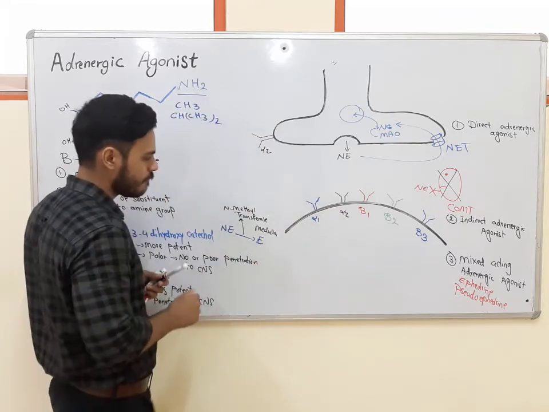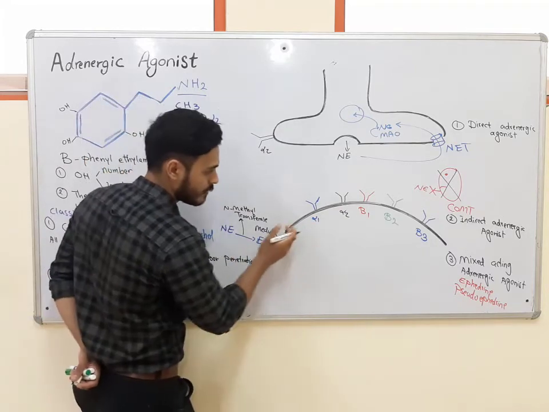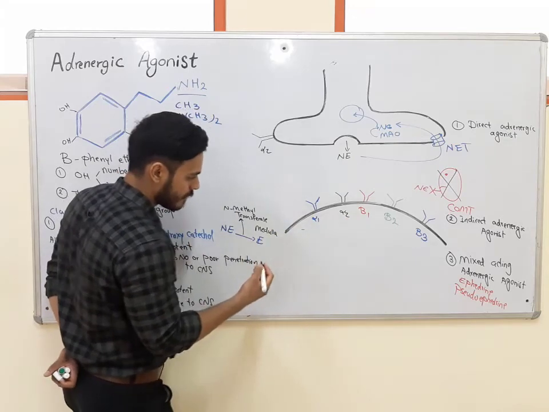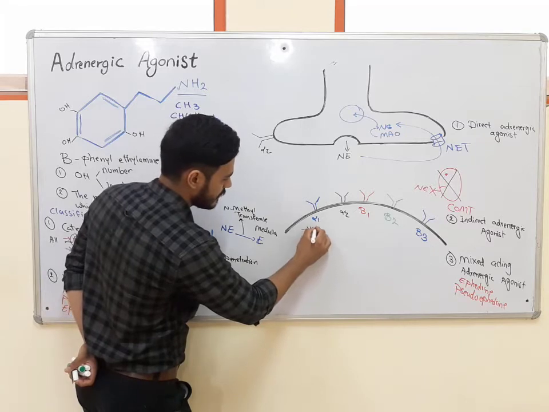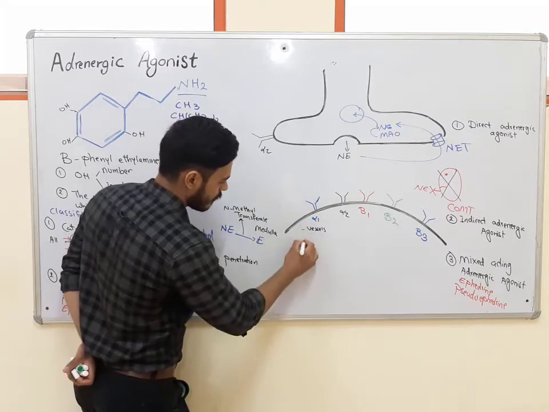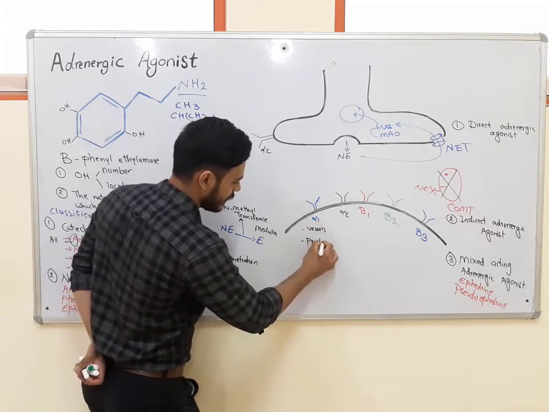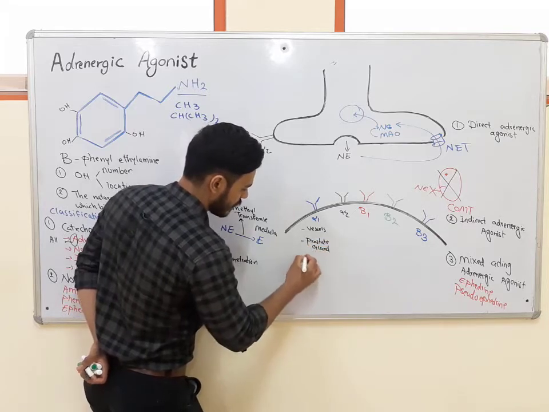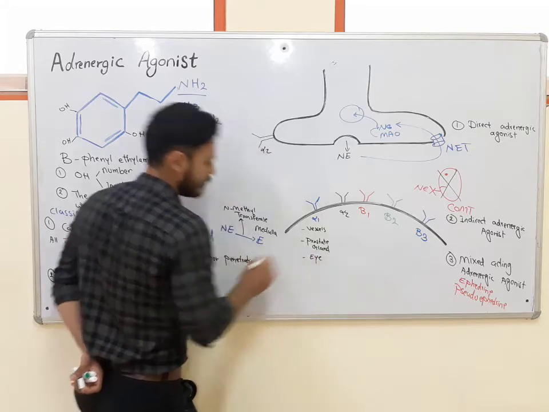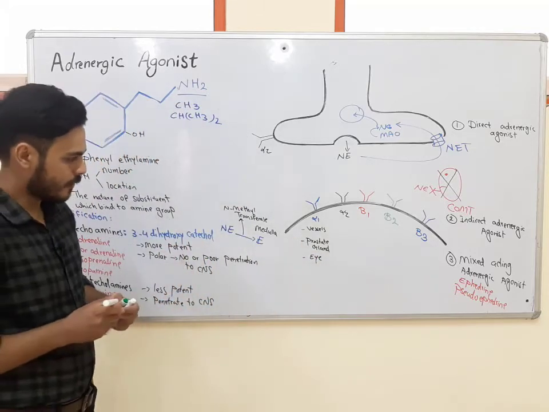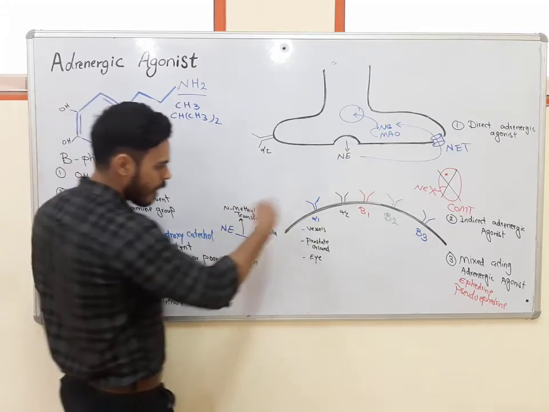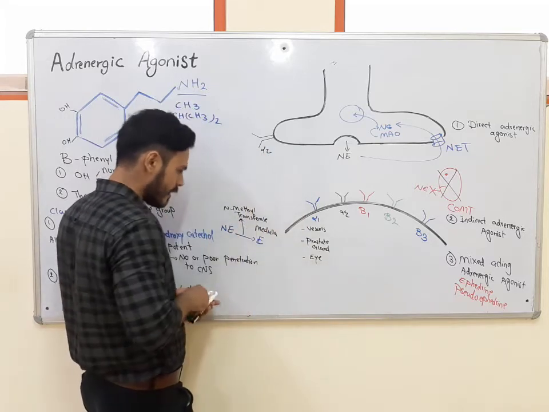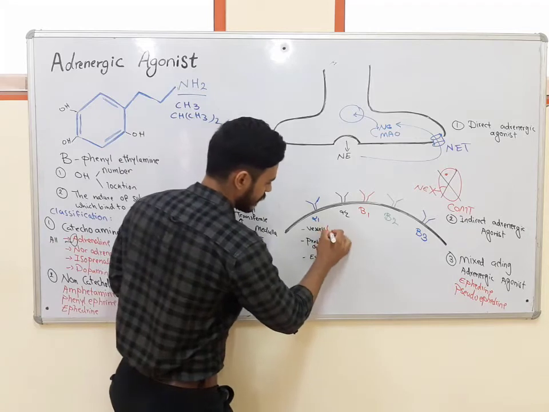Where do we find alpha-1 receptor? Alpha-1 receptors are on the postsynaptic neurons, as well as on the vessels. Alpha-1 receptors are on the prostate gland, and alpha-1 receptors are on the eye, the vessels of the eye. Now, if we stimulate alpha-1 receptor by releasing of adrenaline, it can cause vasoconstriction.